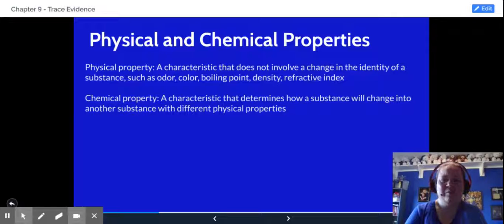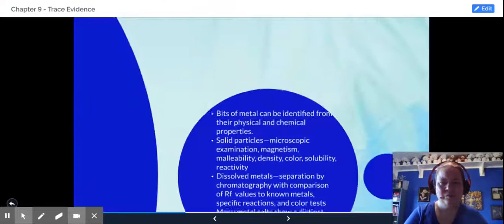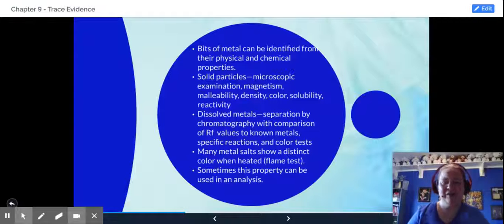Physical properties, you guys remember that they don't involve changing the identity of a substance. This is odor, color, the boiling point, density, refractive index. You don't need to actually do anything to the substance. Chemical properties involve changing, or how does it change or react when another substance is added to it. Okay. Metal can be identified based on their physical and chemical properties.